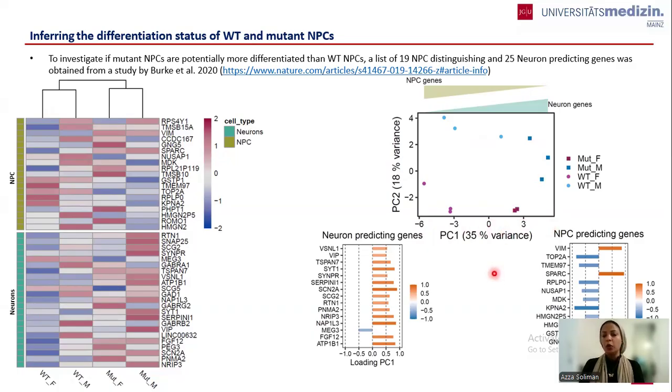And when we look at the loading genes of this principal component 1, PC1, we could see that a higher PC1 score actually indicates a higher expression of the neuron predicting genes, and it was the other way around for the MBC predicting genes. So the higher the PC1, the fewer MBC predicting genes are expressed in our samples.